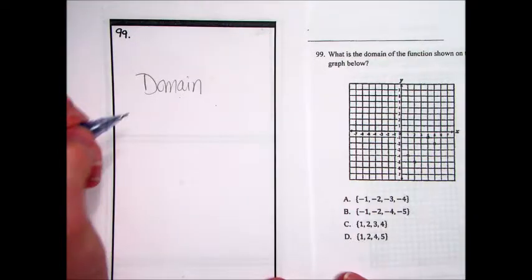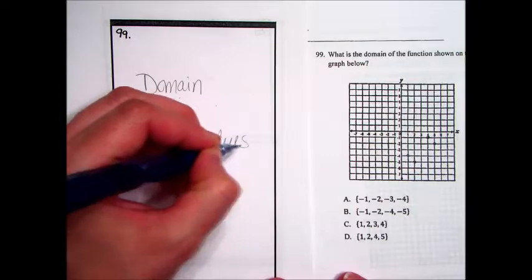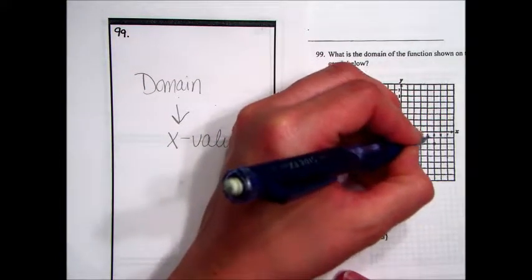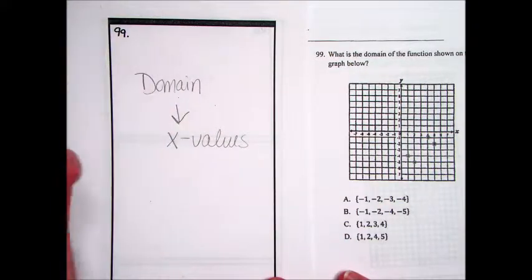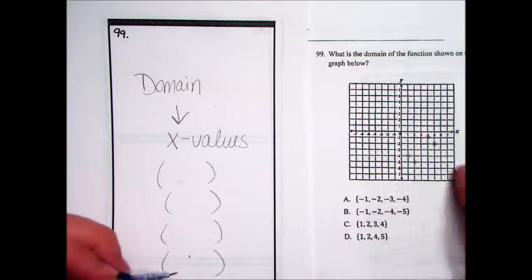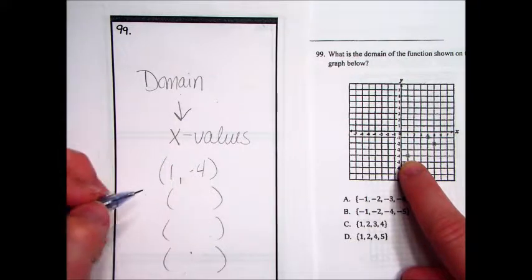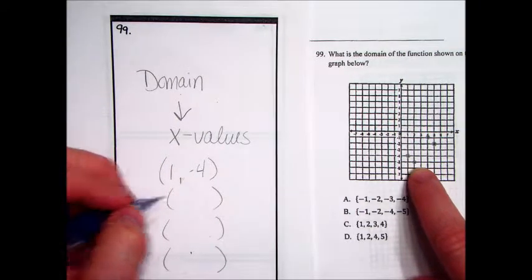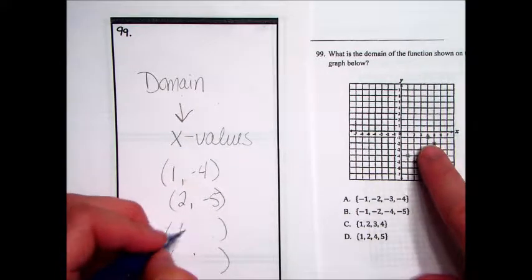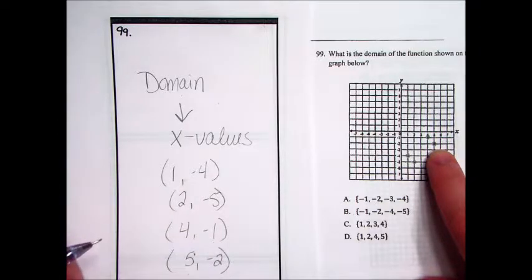Okay, let's think this through. Domain means x values. So let's write our points out. These points are hard to see. 1, 2, 3, 4. Do you guys see your 4 points? This point is 1, negative 4. This point is 2, negative 5. This point is 4, negative 1. And this point is 5, negative 2.